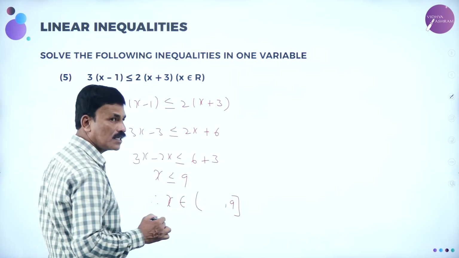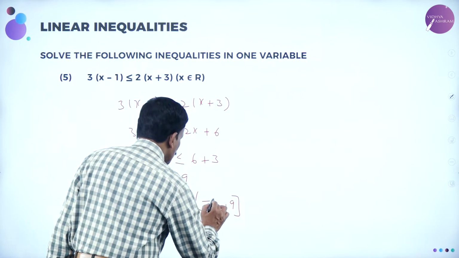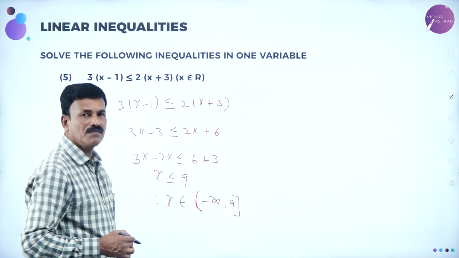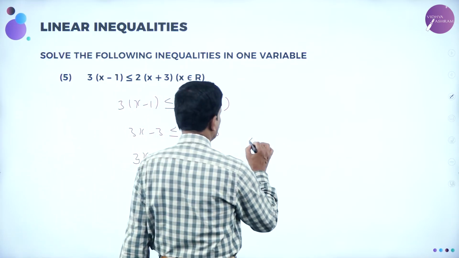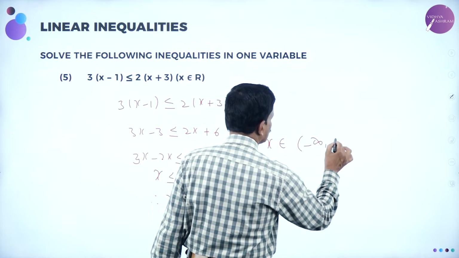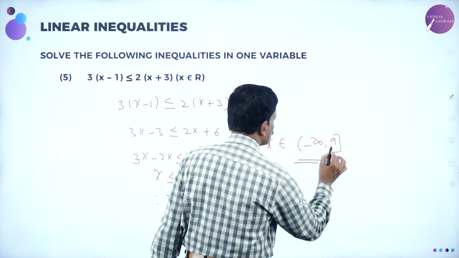9, and less than or equal to 9 is nothing but minus infinity. So that is x belongs to minus infinity comma 9. So therefore, the solution set is x belongs to minus infinity comma 9. This is the solution set.